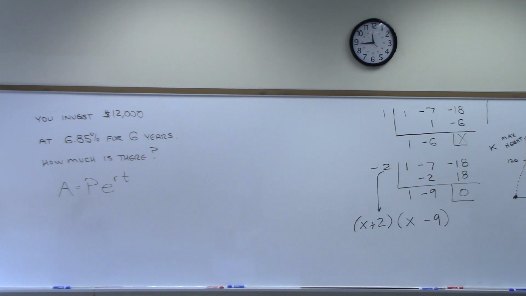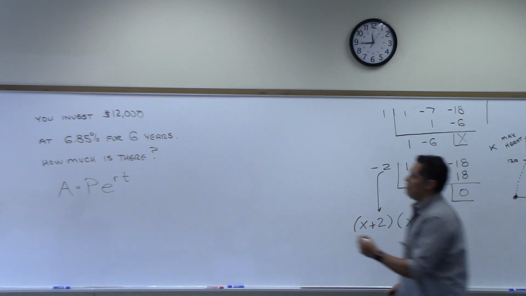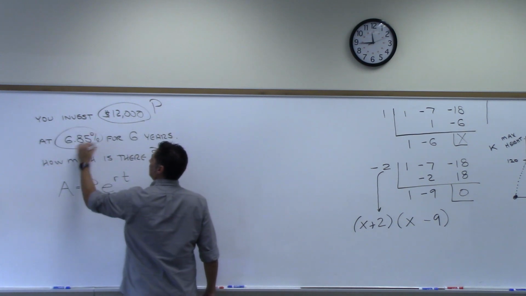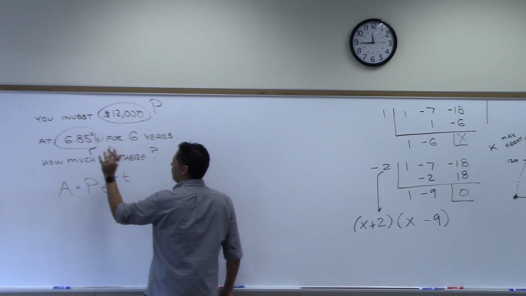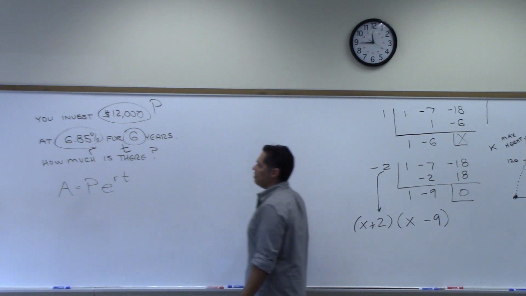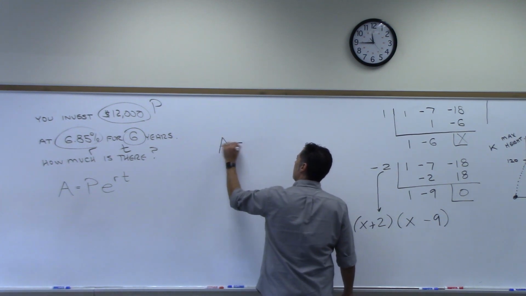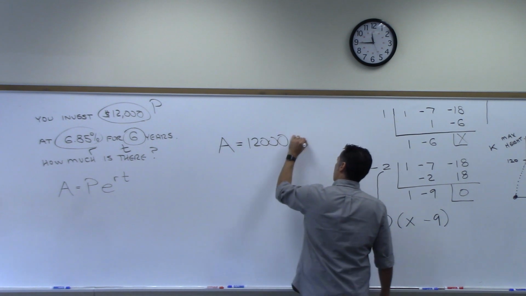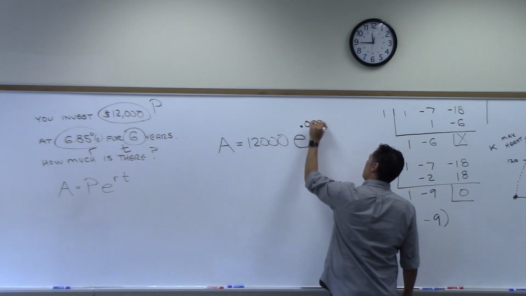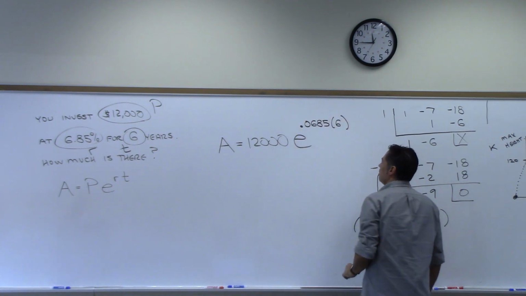All right. What are we doing here? Just plugging in, right? This is the easier of the 2 problems that you're going to have that involve PERT, because you just plug in, get your calculator, and you're done. So what is the 12,000? That's your P. What is this? Interest rate. But remember, we'll have to convert it from a percentage to a decimal, right? And then this is T, right? 6 years. So the amount will be 12,000 e to the 0.0685 times 6.